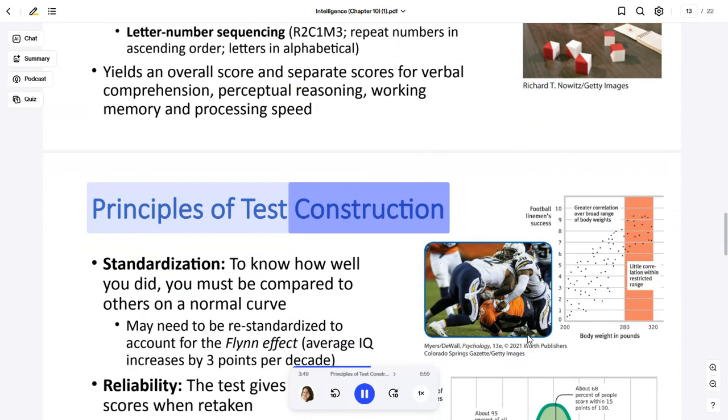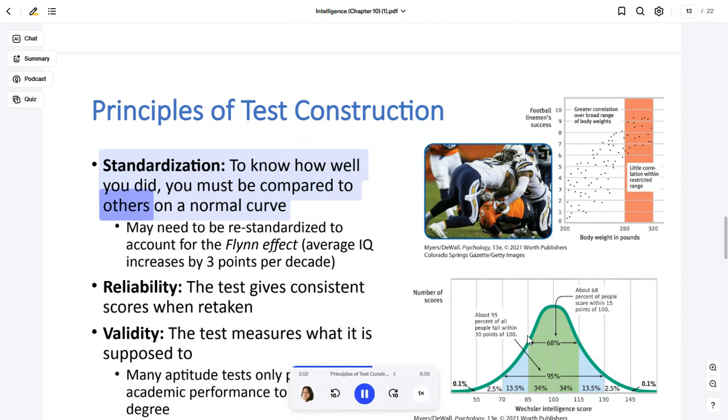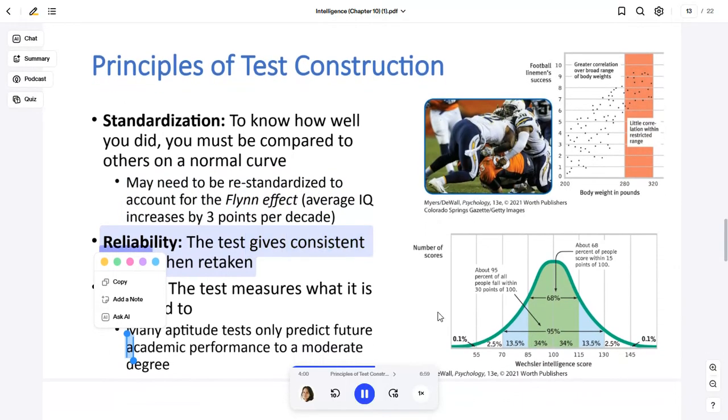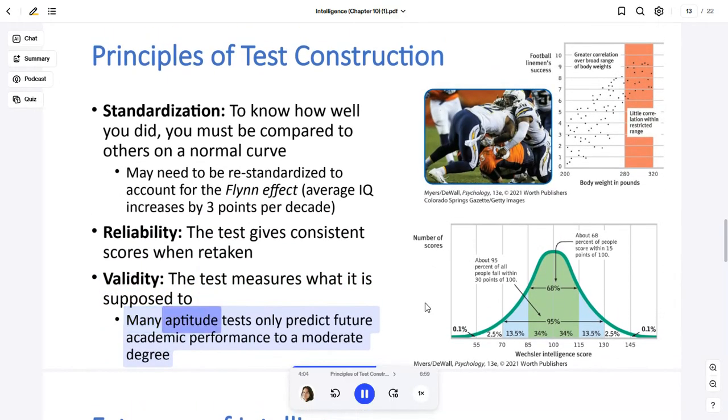Principles of test construction. Standardization: to know how well you did, you must be compared to others on a normal curve. Tests may need to be restandardized to account for the Flynn effect. Reliability: the test gives consistent scores when retaken. Validity: the test measures what it is supposed to. Many aptitude tests only predict future academic performance to a moderate degree.